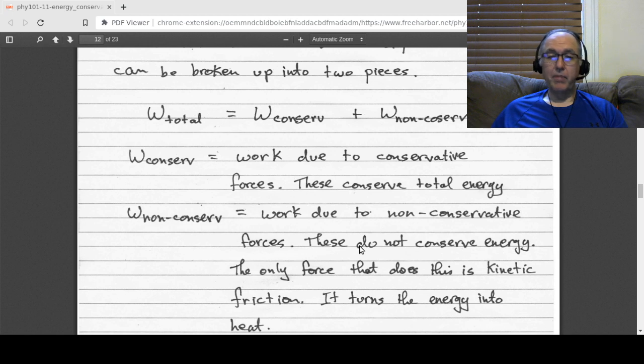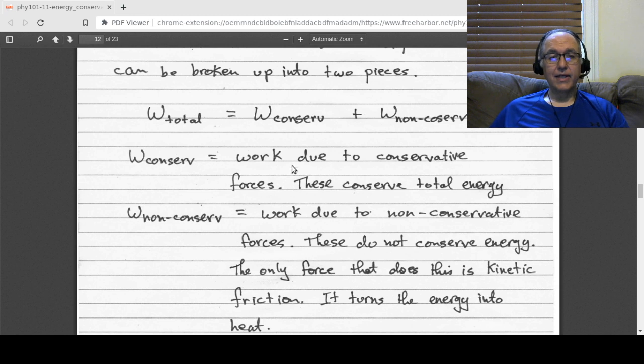So basically, there's the total work, and the way you should think about it is the total work is made up of the work due to all the other forces plus the work due to friction. And again, the work due to friction, because it takes the energy and hides it in a way that makes it look like energy is not being conserved. We'll have to wait till next semester to get the full story.